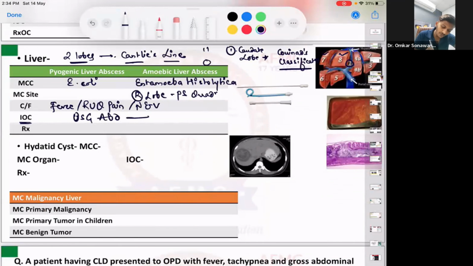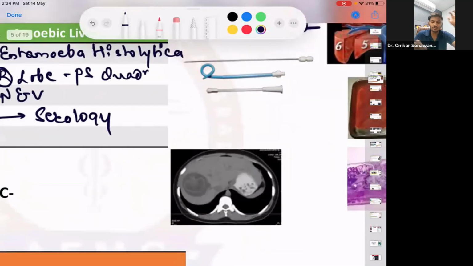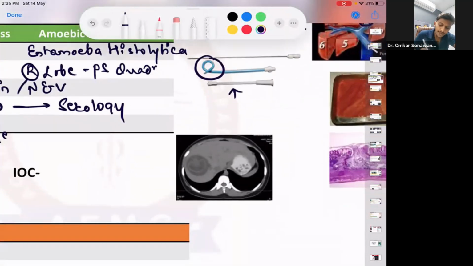And if you need to confirm the diagnosis, then you can perform serology. No issues with this. Now treatment for pyogenic liver abscess: definitely if it is an abscess, we need to drain it, but incision and drainage is not done. Rather, percutaneous drainage is done. And this percutaneous drainage is done with which catheter? As we discussed for pancreatic pseudocyst also, it is done with this catheter. It looks like a pigtail, and therefore it is called a pigtail catheter.